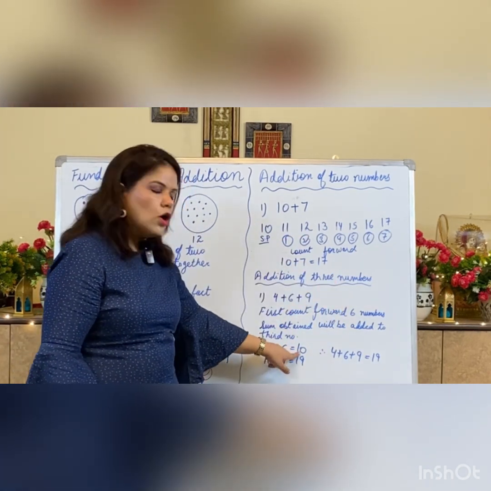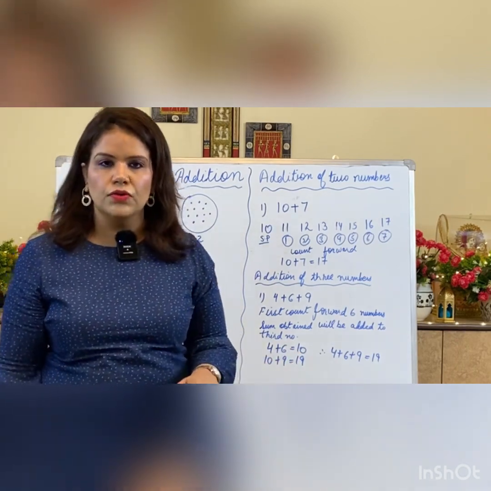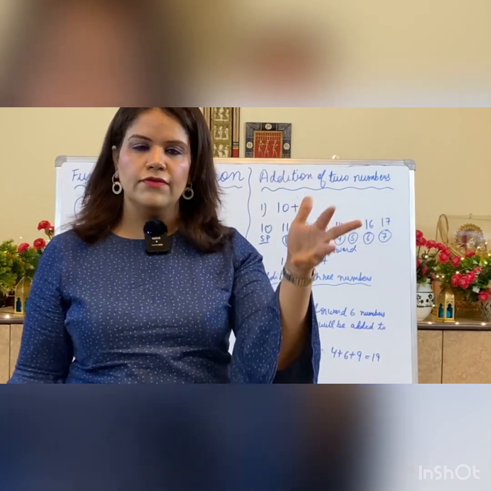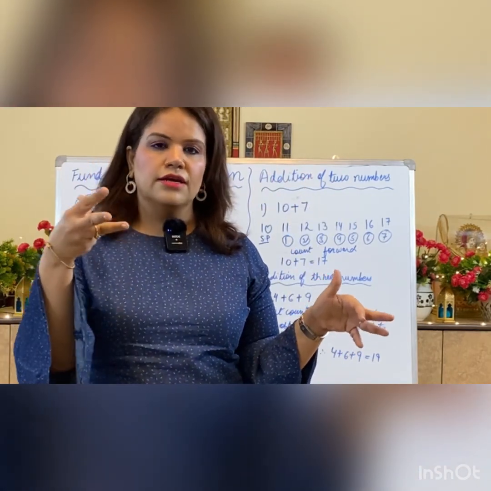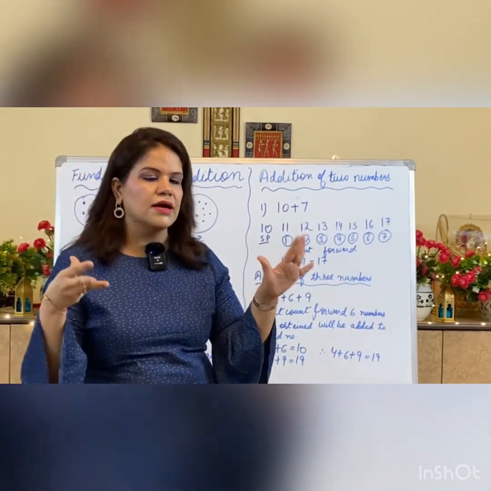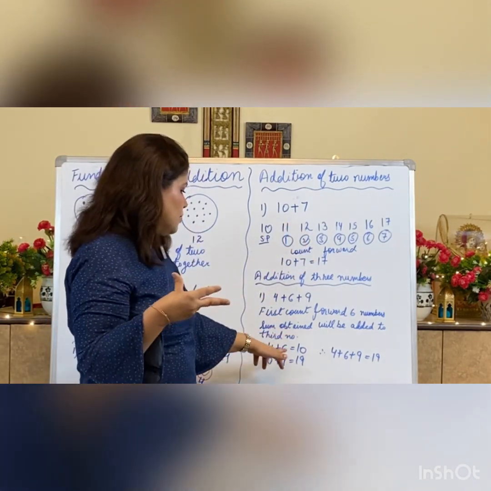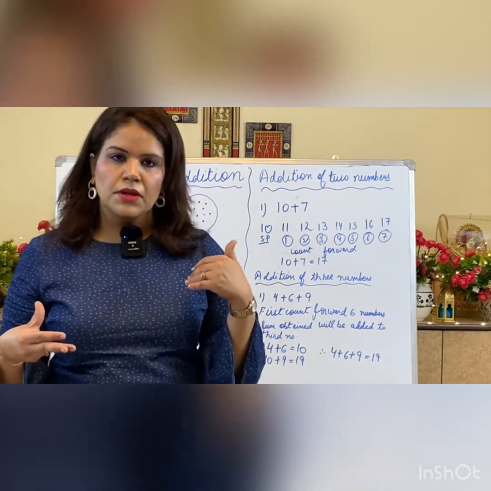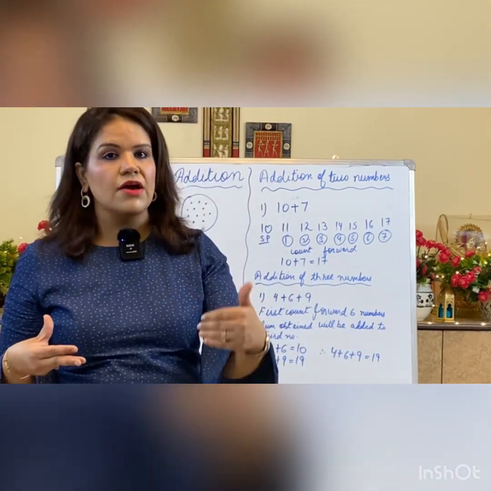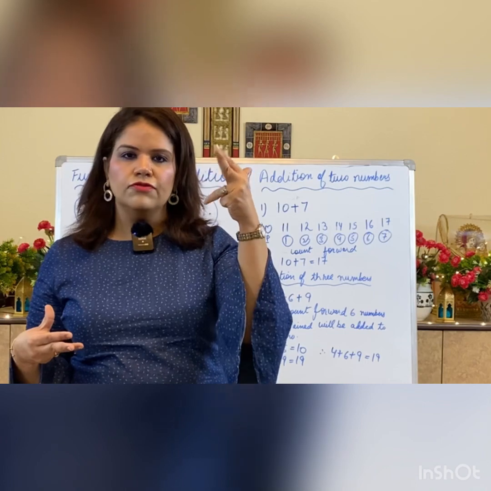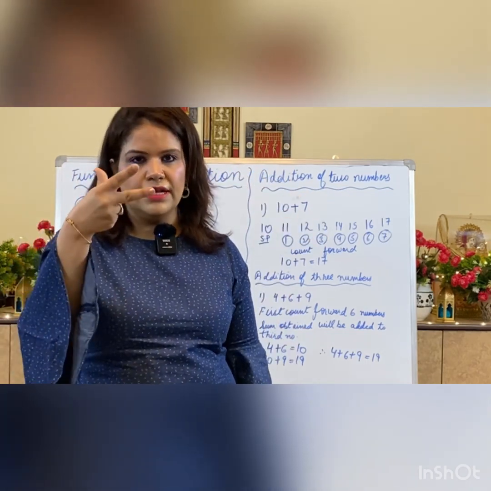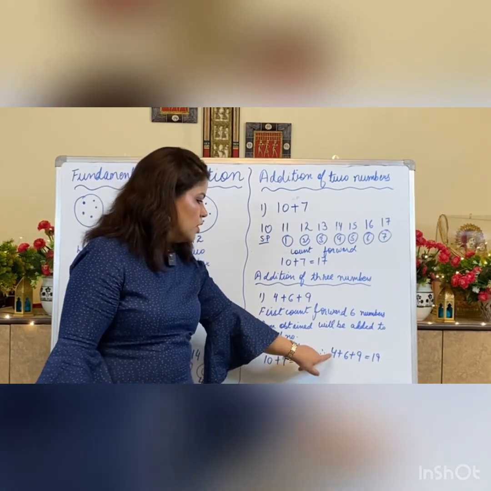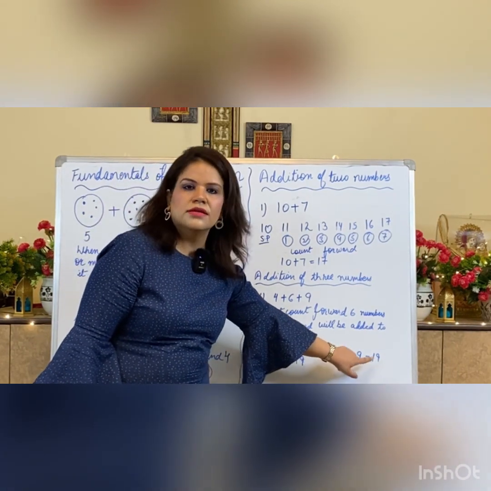Whatever the sum is, that we are going to add further to 9. Up to here I have got 10. So how many fingers do I have to raise? I have to raise 9. 1, 2, 3, 4, 5, 6, 7, 8, 9. So I will be counting 9 numbers. 10 is in my mind. From where will I start? From 11 I will start. 11, 12, 13, 14, 15, 16, 17, 18, 19. So this is my final answer. Therefore, 4 plus 6 plus 9 is 19.